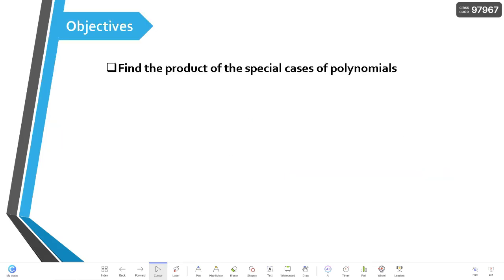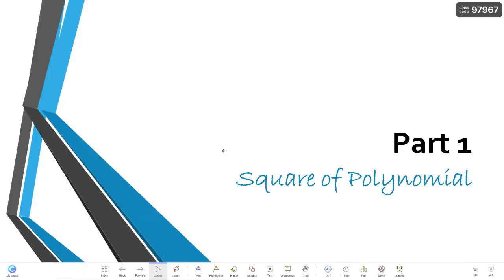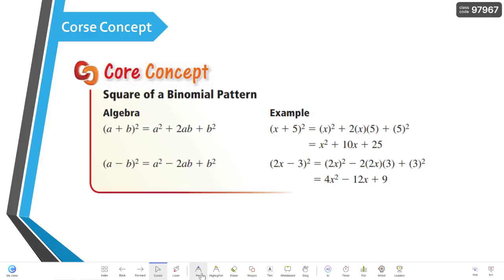So what we're going to learn here is finding the product of some special cases of polynomials. The first case that we have is the square of a binomial. The square of a binomial specifically. Here we have a binomial, and the binomial has two terms, as we mentioned before. So the first case that we have here is the sum of any two terms together squared, like a plus b squared, or the difference between any two terms squared, like a minus b squared. So how do we find the product?